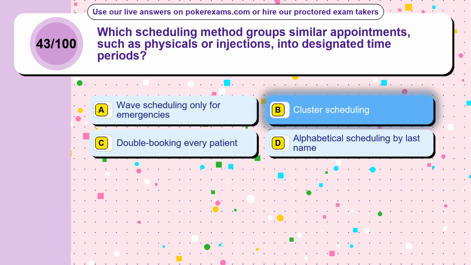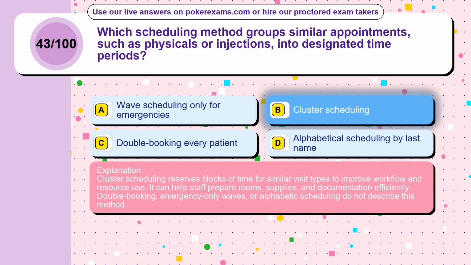The correct answer is option B. Cluster scheduling. Cluster scheduling reserves blocks of time for similar visit types to improve workflow and resource use. It can help staff prepare rooms, supplies, and documentation efficiently. Double booking, emergency-only waves, or alphabetic scheduling do not describe this method.